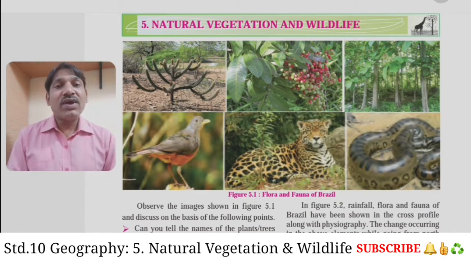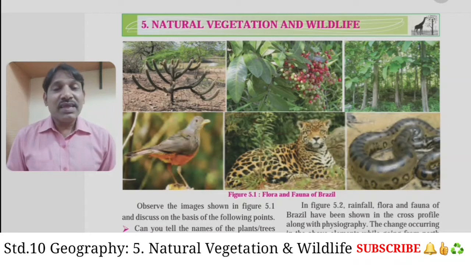Students, earlier we have studied the location and extent of Brazil and India. Then we have studied the physiography of India and Brazil. Then we have studied the drainage of India and Brazil. Then in the fourth chapter we have studied climate.